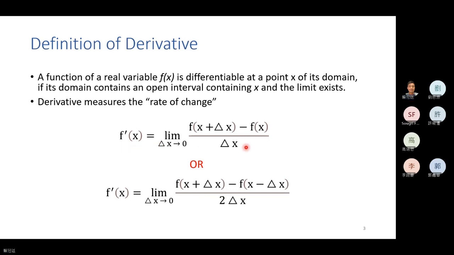So there are two ways to measure the change. First, the first definition only adds a small change to the original function. The second one adds a small change to x, also subtracts a small change of x, and then divides by 2 times delta x. This definition is more common.